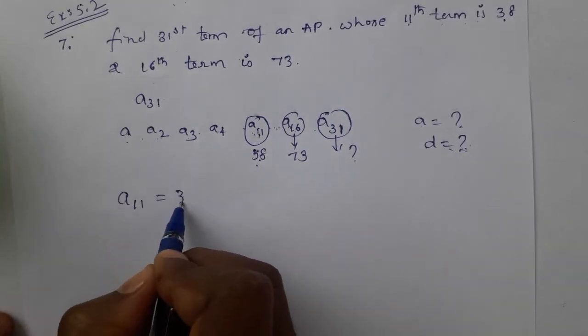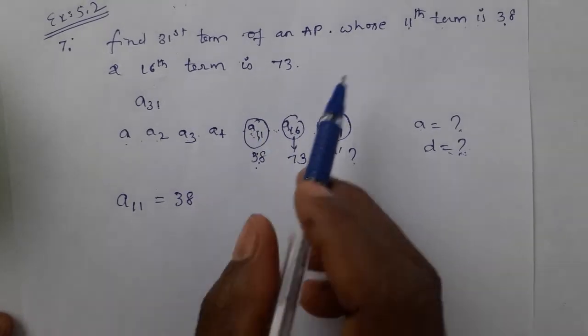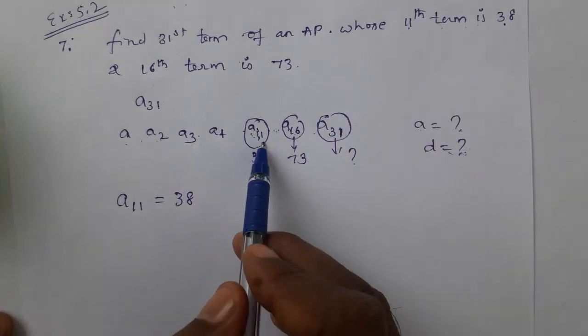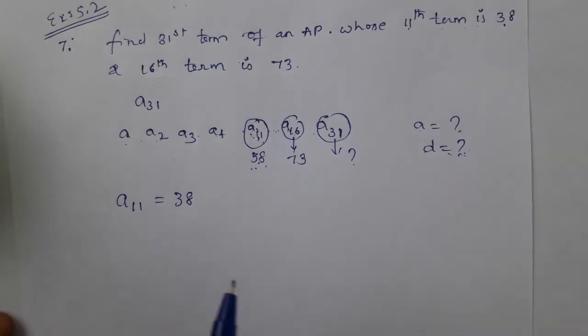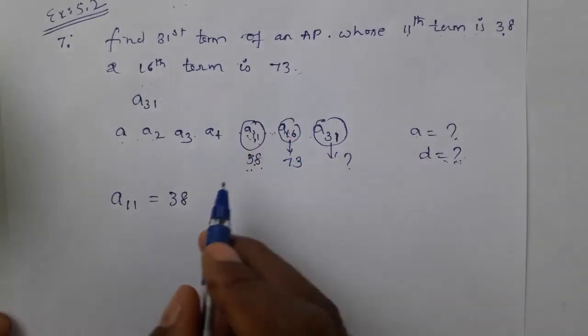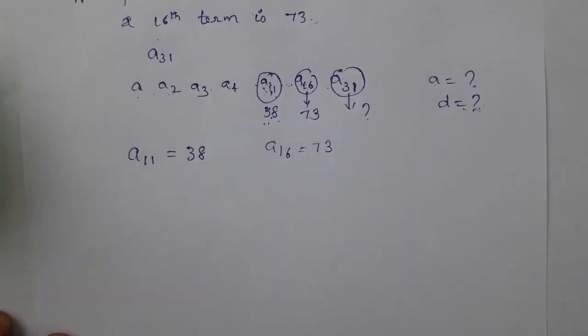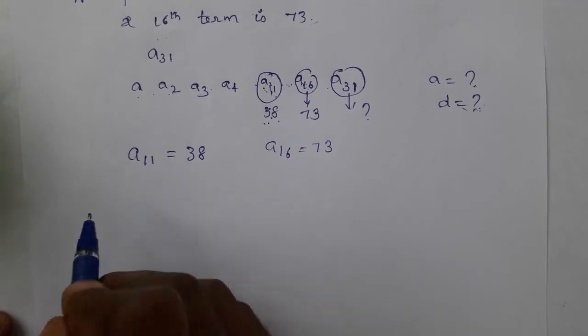A11 is equal to 38 is given. Is it right or not? Look at A11, the 11th term. 11th term means A11. A11 is 38, given. Next, one more, the 16th term. 16th term means A16. A16 is how much given? 73. So we know how to expand A11.